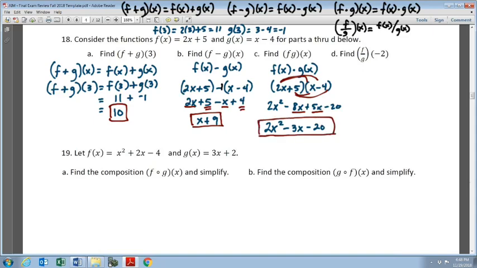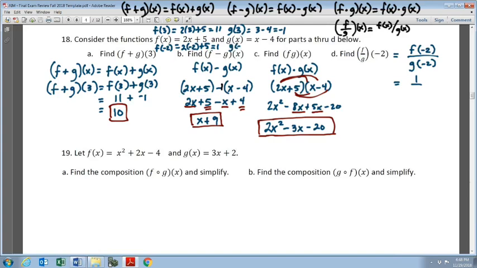For f divided by g of negative 2, by definition this means f of negative 2 divided by g of negative 2. So let's find f of negative 2. That'd be 2 times negative 2 plus 5. Well, 2 times negative 2 is negative 4, and negative 4 plus 5 is 1. And so our numerator is 1.